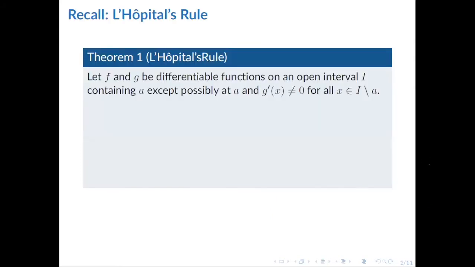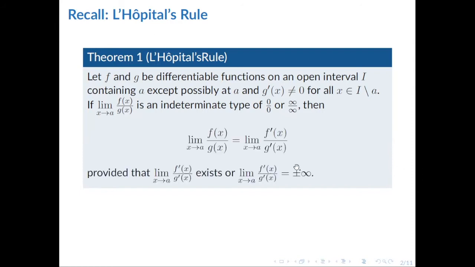Let f and g be differentiable functions on an open interval I containing a except possibly at a, and g prime of x is not equal to 0 for all x in I except a. If the limit of f of x over g of x as x approaches a is an indeterminate form of type 0 over 0 or infinity over infinity, then this one is equal to this one, no?